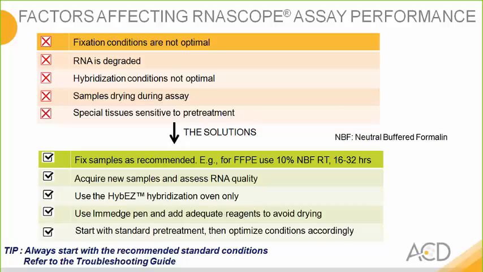Below are some factors that affect the RNAscope assay performance as well as the solutions. One of the top factors being fixation conditions not being optimal. The quick solution is that you should fix samples as recommended per our guidelines. For example, with FFPE tissues, you should use 10% neutral buffered formalin fixed for 16 to 32 hours at room temperature.